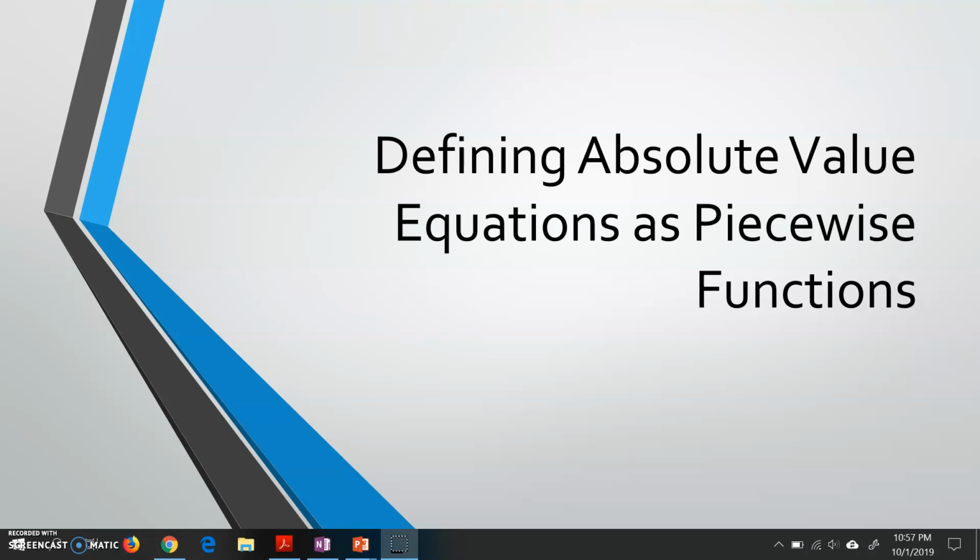Now, your homework has some regular piecewise functions to graph. Remember, to do those, you just need to come up with a table of points, and make sure that you get enough points to truly see the shape of your graph. Okay, but when it comes to defining absolute value equations as piecewise functions, that's going to be really important when you get to calculus, so might as well practice a little bit of it now. All right.